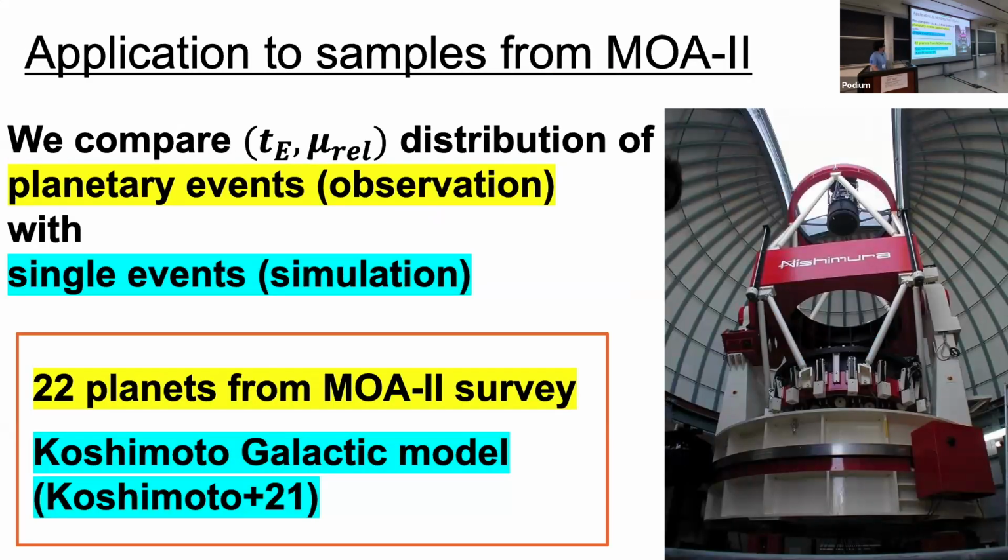Okay, to test this method, we apply it to a sample from a ground-based microlensing survey. In our analysis, we compare the tE and mu distribution of planetary events from the MOA-II ground-based microlensing survey with single events from a galactic model. Our planetary sample consists of 22 planets from the MOA-II survey, and we use the galactic model from Koshimoto et al. 2021.